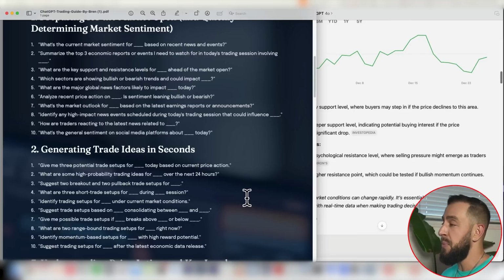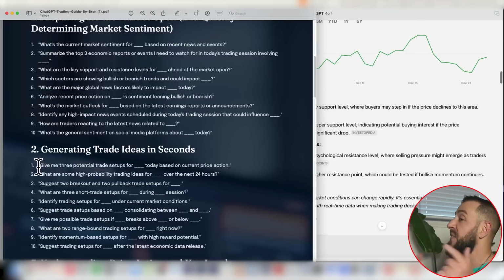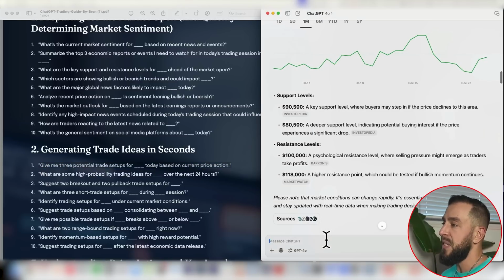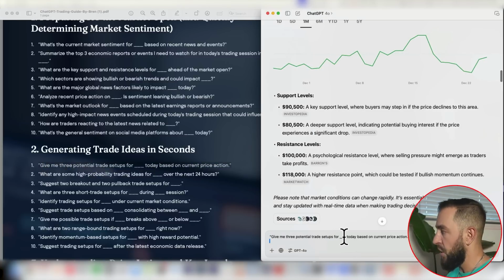Now let's take this one step further, because after you get the market sentiment or the overall bias, then what do you need? Trade ideas. The second way for using ChatGPT with your trading is to use it to generate trade ideas in seconds. Now, you're gonna have to double check everything, of course, but let's just grab the first one. Give me 3 potential trade setups based on current price action, okay? And let's do this for the NQ because I'm a futures trader.